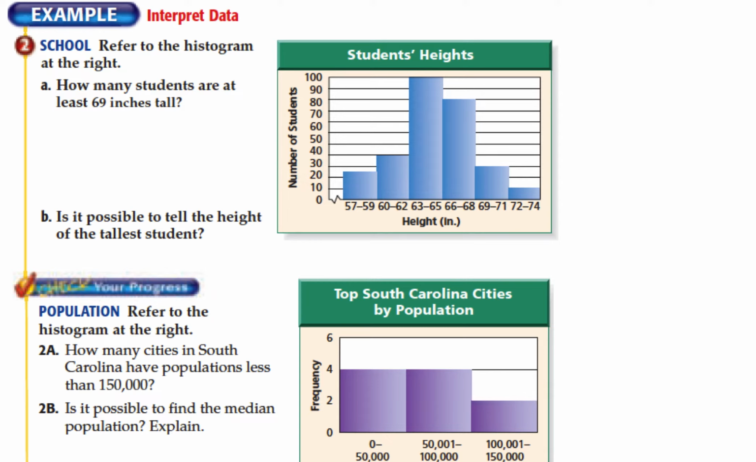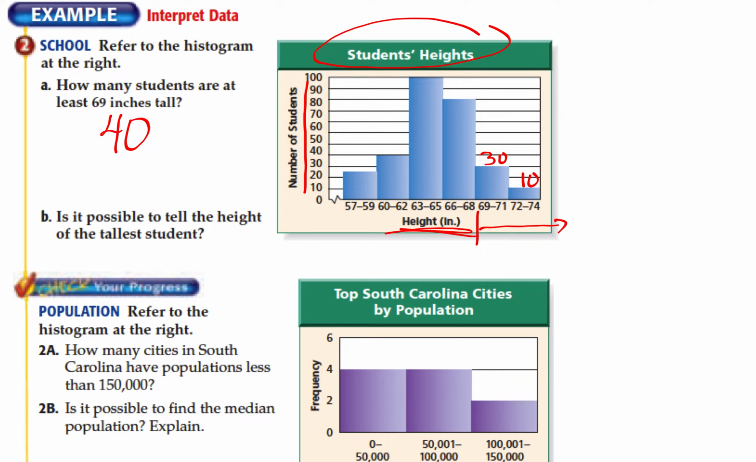Okay, refer to the student's heights graph. By the way, when you read a graph, start by reading the title of it. Look at the x-axis, it's height measured in inches. The y-axis, number of students. How many students are at least 69 inches tall? Well, here's 69 inches, and taller would be just these last 2 bars. This bar has 30 students in it. This bar has 10 students. So we expect 40 students are at least 69 inches tall.